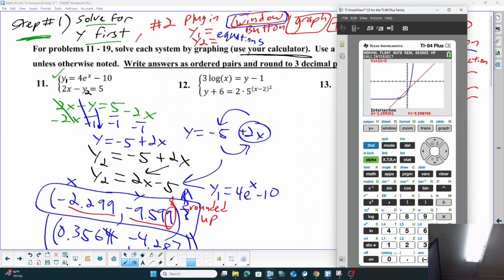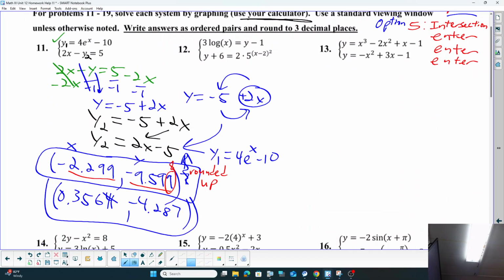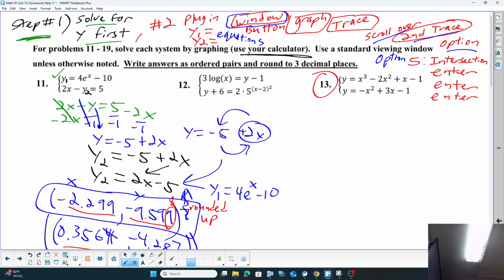Cool. And you can do the other intersection by tracing over and then doing the intersection again. So second calc, option 5, enter, enter, enter. You have to enter 3 times to do this. So there's our 0.356 and our negative 4.28, which is right here. Cool. Let's try number 13 next. So again, after you hit option 5, you have to hit enter, enter, enter, and then it will show you the intersection.